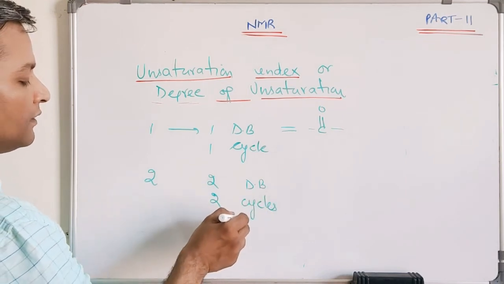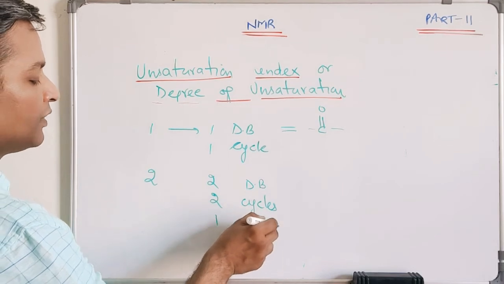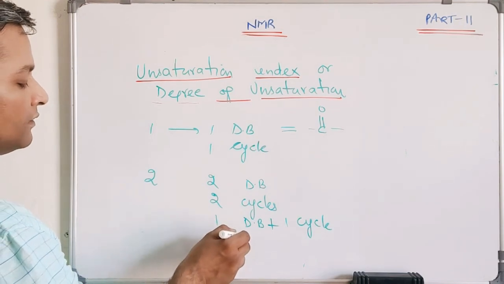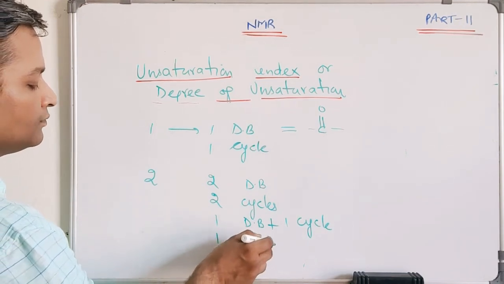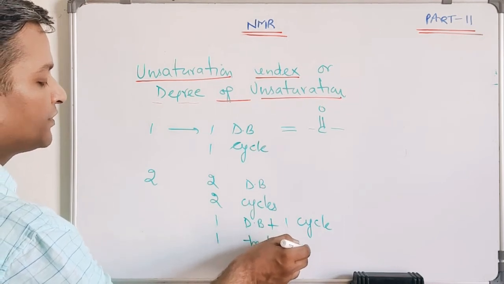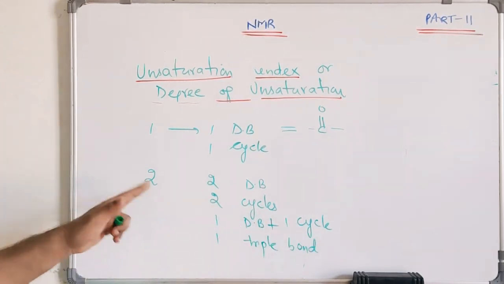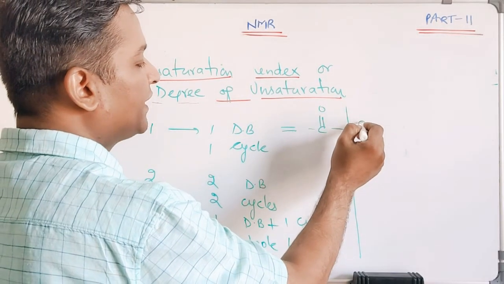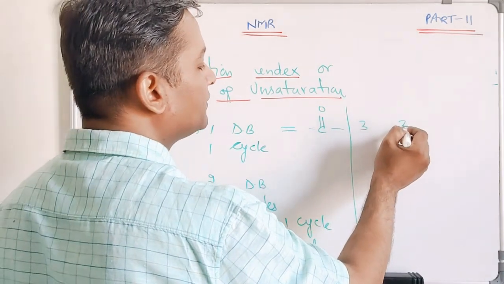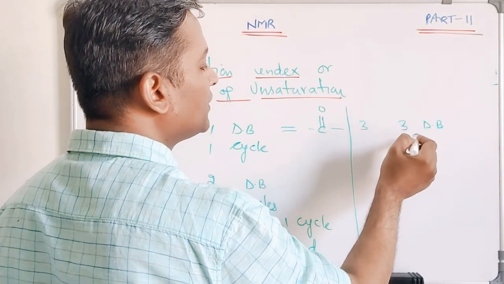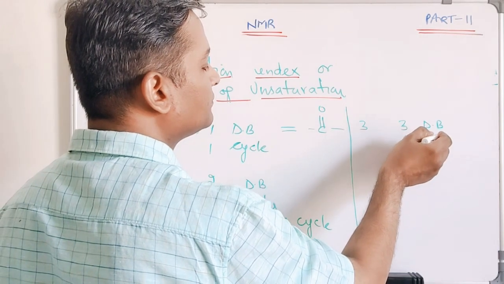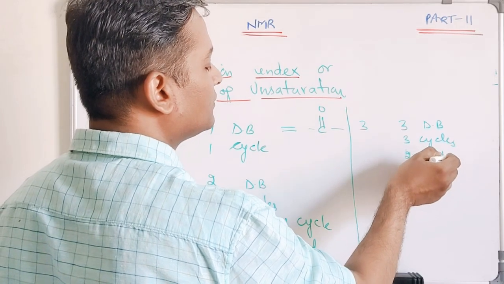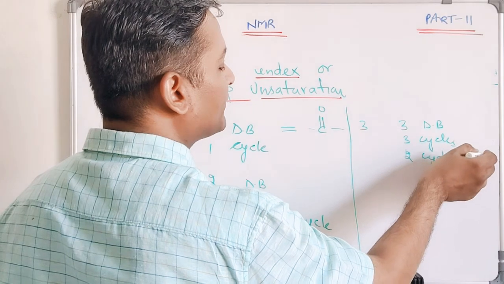It means 1 double bond plus 1 cycle. It means 1 triple bond also. So for a triple bond, the unsaturation index is equal to 2. If the unsaturation index is equal to 3, it means 3 double bonds, or 3 cycles, or 2 cycles and 1 double bond, and different types of combinations.